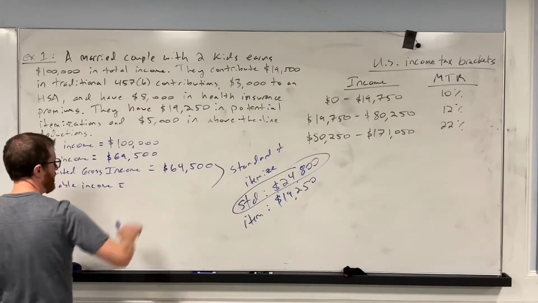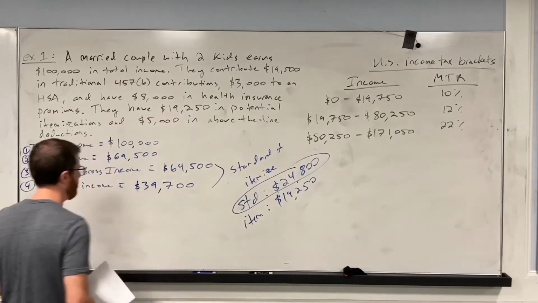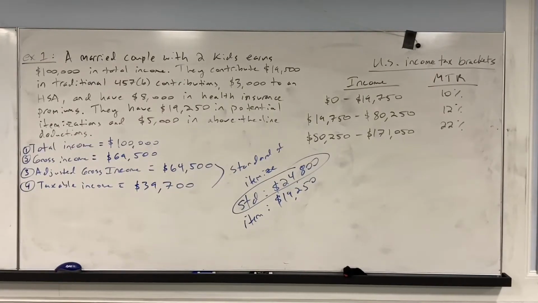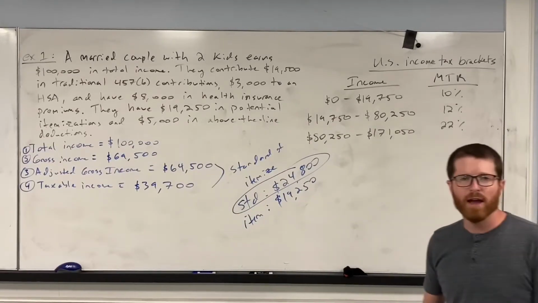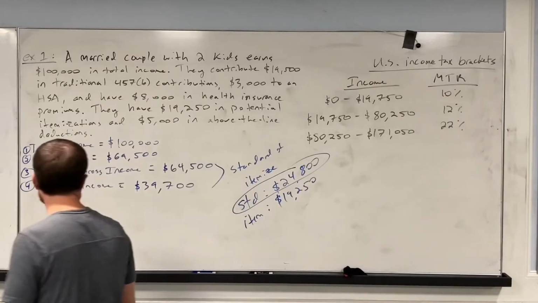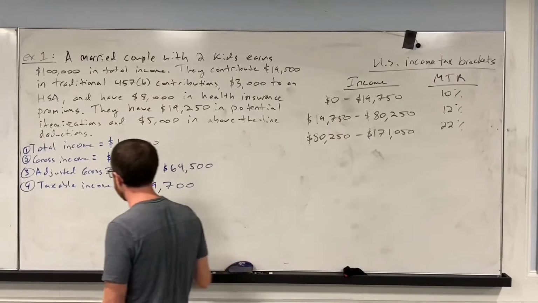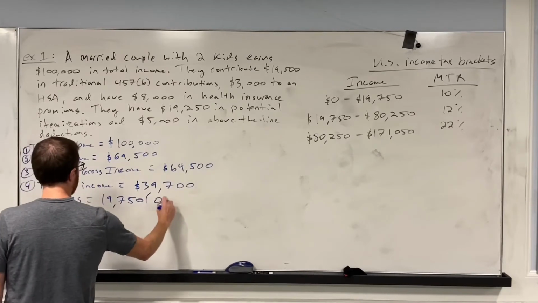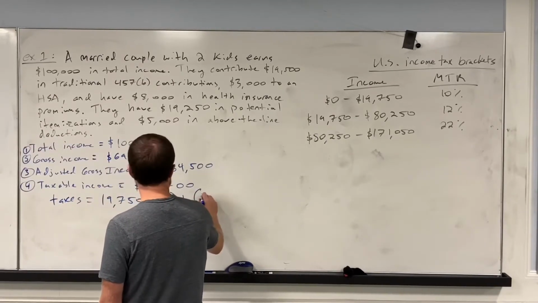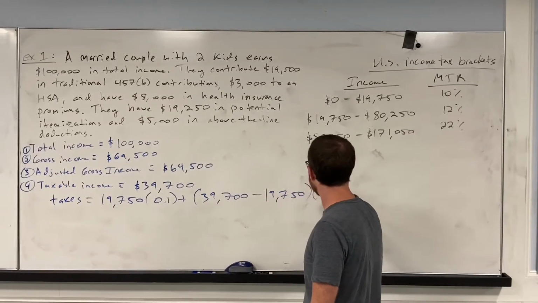All right, so what we're going to do is take $24,800 from that, and that will leave us with $39,700, I believe. And that is what we call their taxable income, $39,700. Okay? All right, what do we do next? Now we've got to figure out what their taxes are without tax credits, okay? So this is where we use our tax brackets up here. Their taxes, if they don't have credits, will equal 19,750 times 0.1 plus 39,700 minus 19,750 times 0.12.